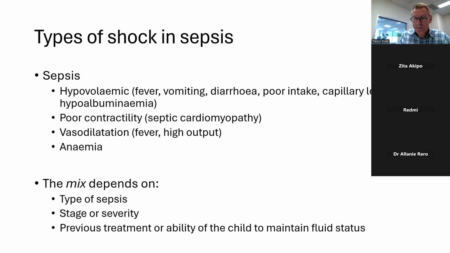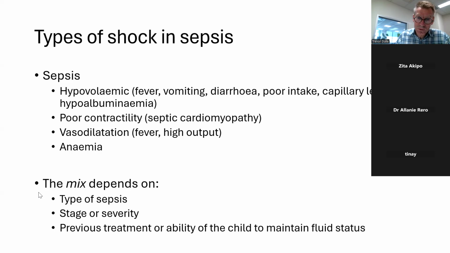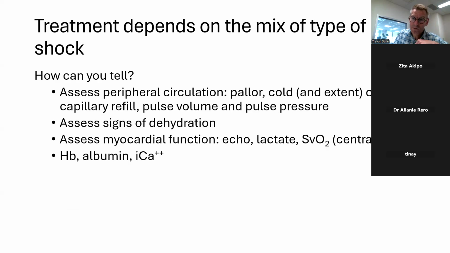If they've been able to maintain their fluid status, if they, for example, have not been dehydrated, then maybe they've got more septic cardiomyopathy or vasodilatation rather than hypovolemia. So the history is important and the clinical examination is important. So the question is then, how can you tell? How can you tell what type of shock is actually present in an individual child?